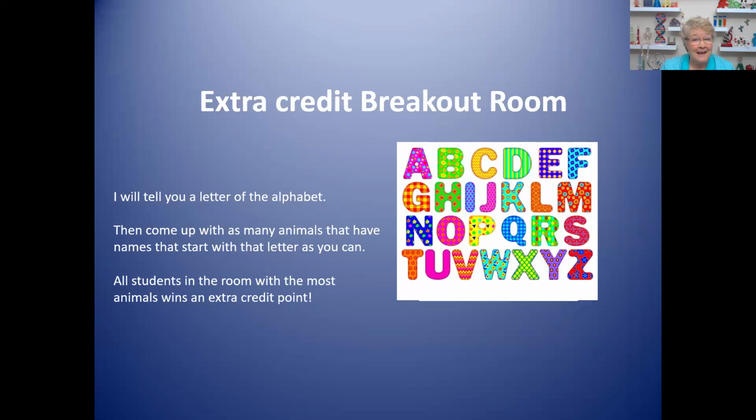The way we will play the next time is, if someone else has the same one, like if 2 rooms guess rattlesnake, nobody gets credit for rattlesnake. If 2 people guess rabbit, nobody gets credit for rabbit. Okay, so it'll be unique ones. That will make it a little bit more challenging the next time.